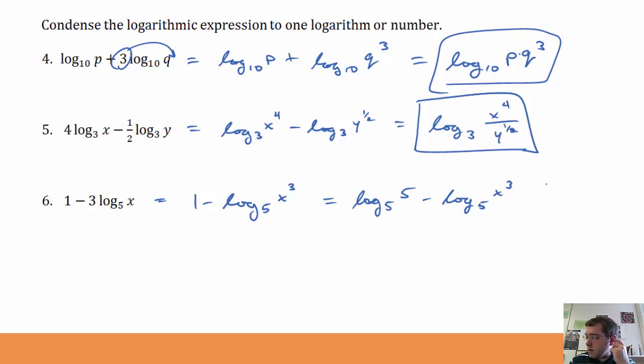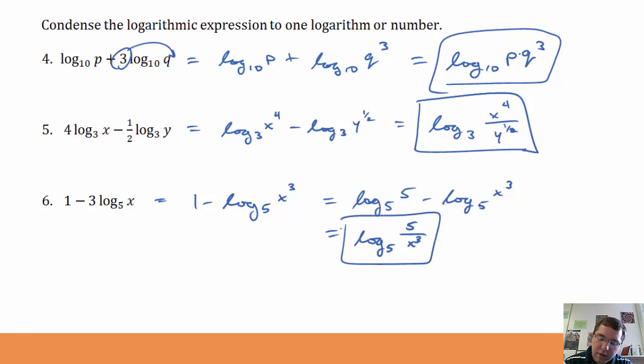And now I've got two logs that are subtracted. So how do I condense that? I combine it into one log where I'm dividing. 5 divided by x cubed. Log base 5 of 5 over x cubed.